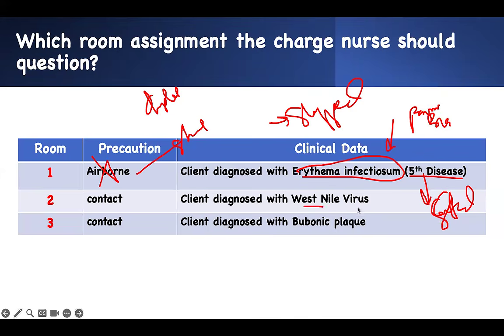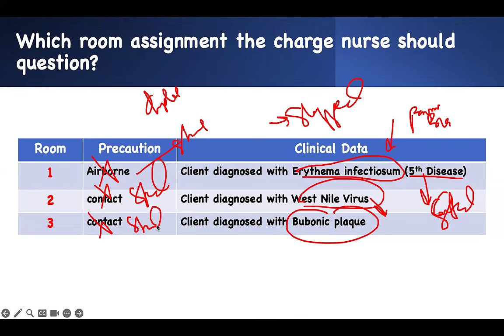Client diagnosed with West Nile Virus, the same thing. Unless you're getting close to the birds, standard precaution. Client diagnosed with bubonic plague, standard precaution. Why am I doing this? You see these questions pop out all the time and you get it wrong. I don't want you to get it wrong anymore. Standard precaution. All of them are standard precaution.